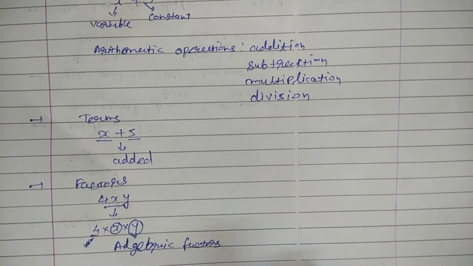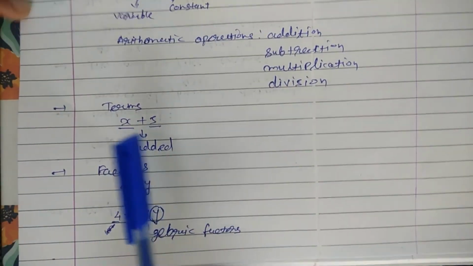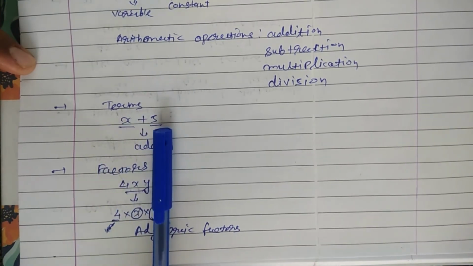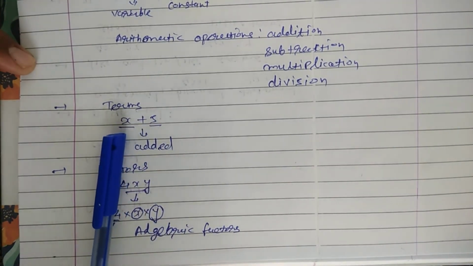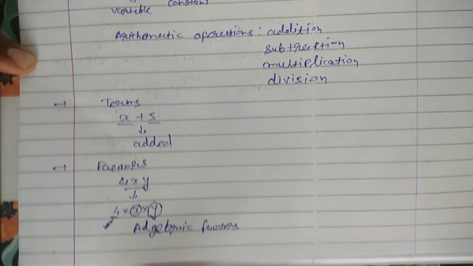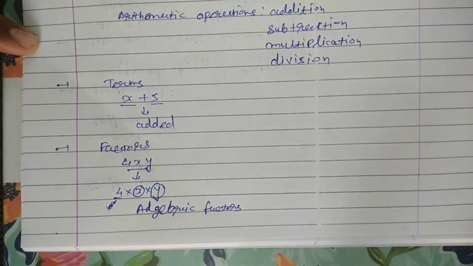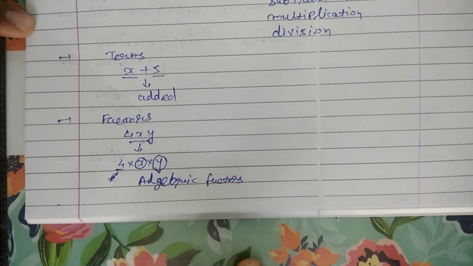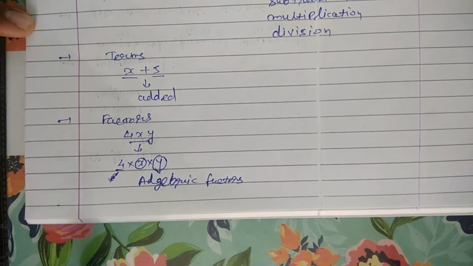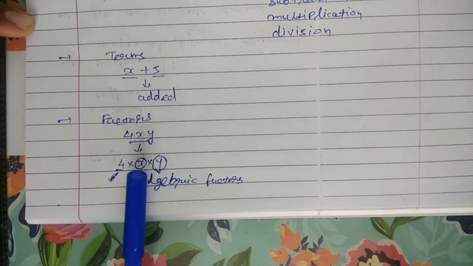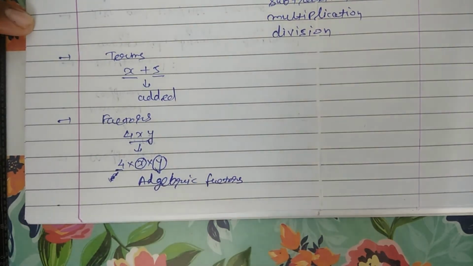Then we have learned about terms. Terms are nothing but a part of an expression. Here in x plus 5, x is the first term and 5 is the second term, and they are added. Terms are added to the other terms. Then we have learned about factors. Here in 4xy, the factors are 4, x and y. Here x and y are algebraic factors.